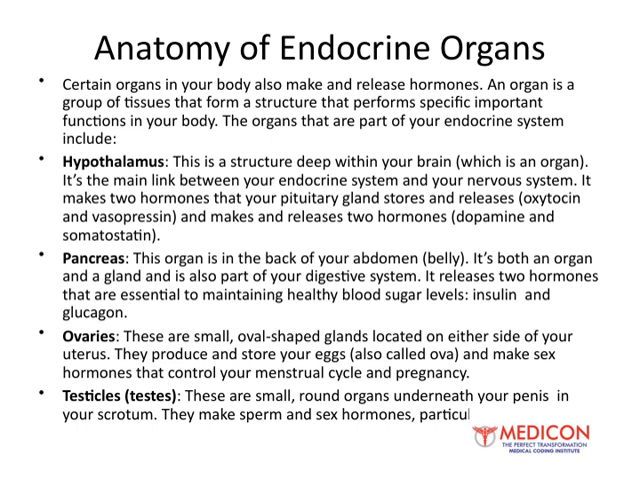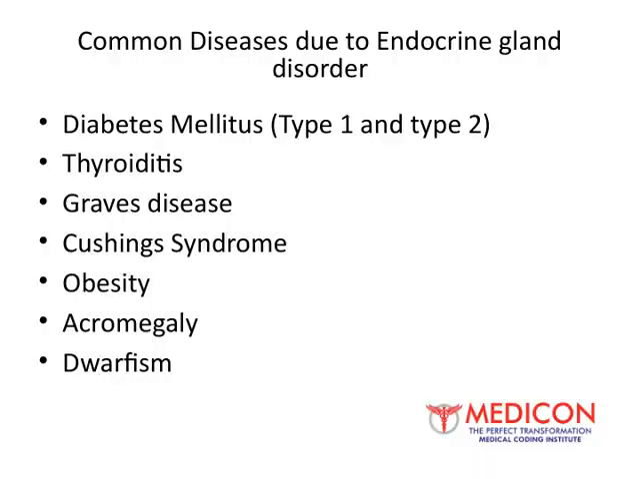Together, these organs highlight how interconnected and complex our endocrine system is, working behind the scenes to regulate many vital processes in your body. Let's take a closer look at some common diseases that can arise from endocrine gland disorders, starting with diabetes mellitus, which actually has two main types, type 1 and type 2. Both involve issues with insulin production or utilization, leading to high blood sugar levels.